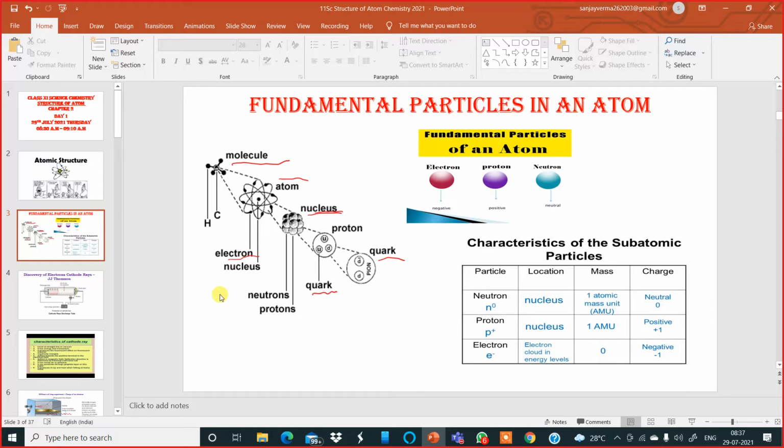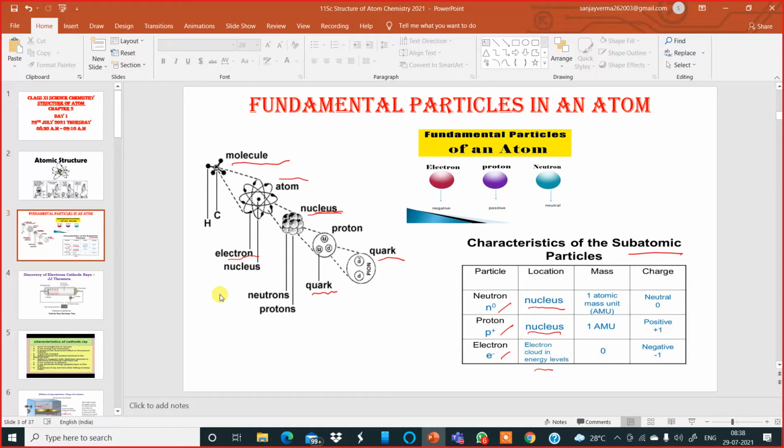Now, if you look at the characteristics of the subatomic particles, you can have a look over here. Neutron symbol is n⁰. Proton is p⁺, electron is e⁻. The location of the neutron is the nucleus. Proton is also in the nucleus. And electrons you will find in the cloud, in the energy levels.